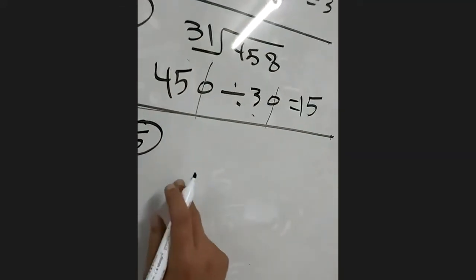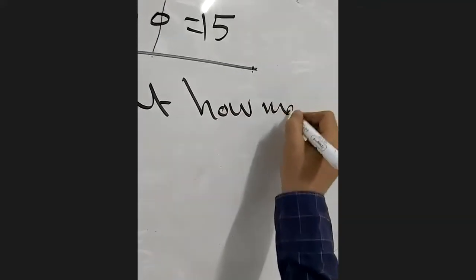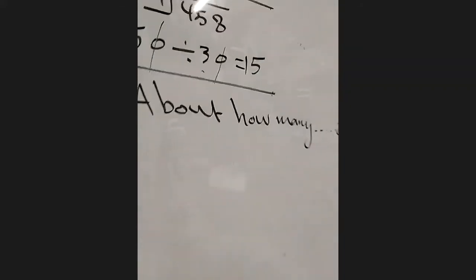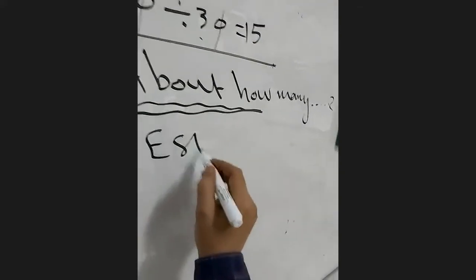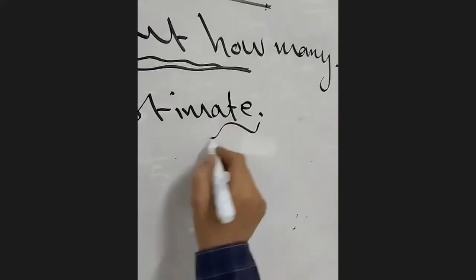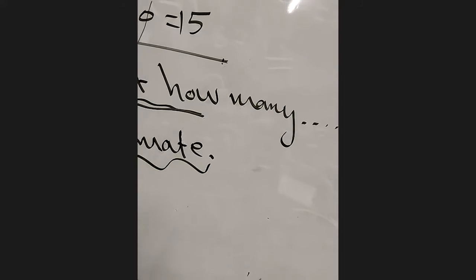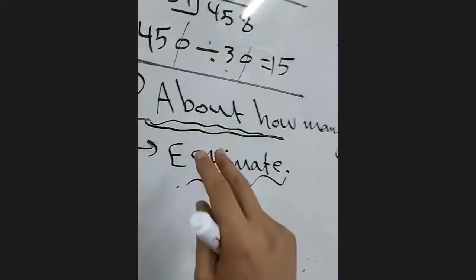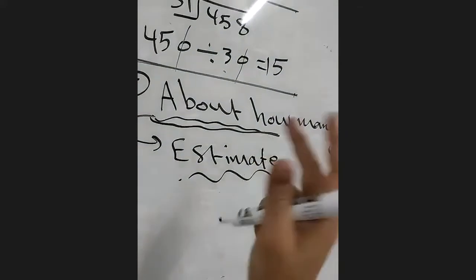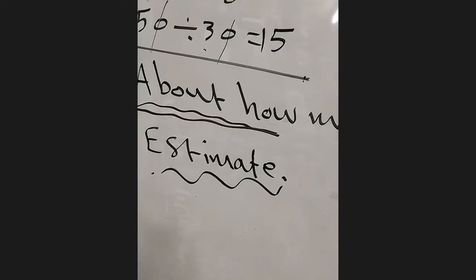Look guys, wait, Abdul Rahman. The question said about how many, right? When you say the word about how many, guys, the question wants you to estimate. If there is no about, the question will be how many, right? When the question says how many without about, it means they want the actual or the real division. But when I ask you about how much or about how many, I want to estimate the answer, close answers, near answers, not the actual answers. Got it? Yes.